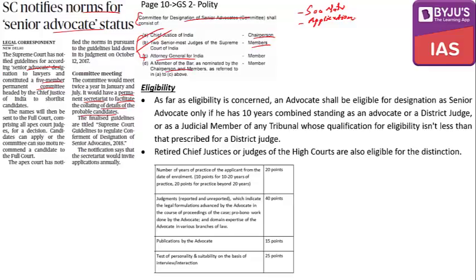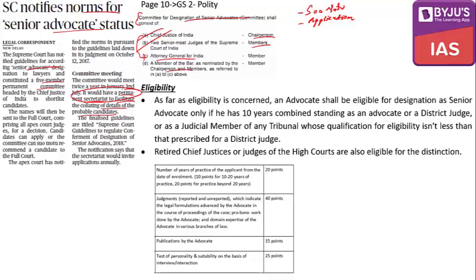So what exactly happens in this particular case is, an advocate on record who wants to seek this particular distinction as a senior advocate has to file an application, and this application will be scrutinized by the permanent secretariat that has been established, and all the details will be put up on the website of the Supreme Court.